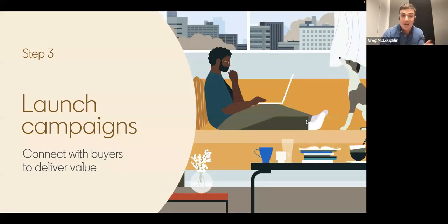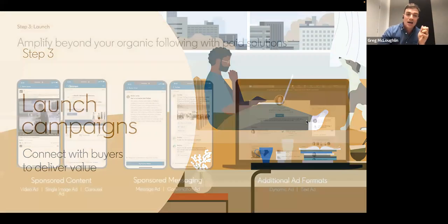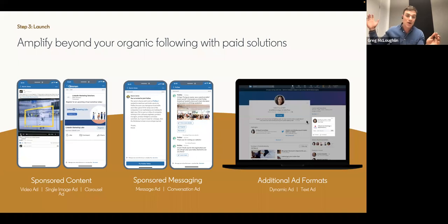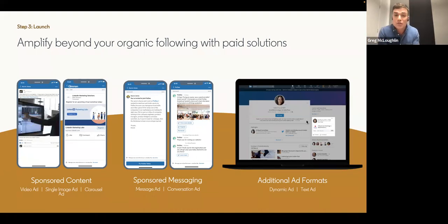And then actually launching campaigns. This is actually where the fun stuff comes in. Once you've actually selected your objective, selected your audience, next is actually the creative stuff. So like we have tons of ad formats to choose from. You will see a bunch of other ad formats coming out over the next year and beyond.